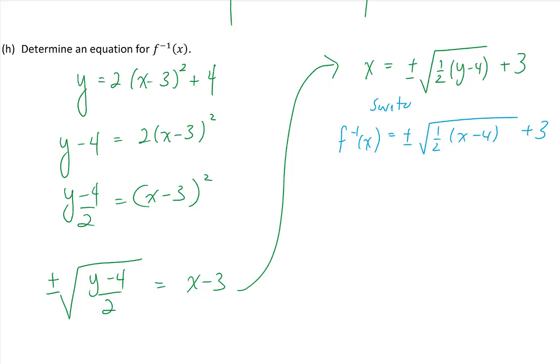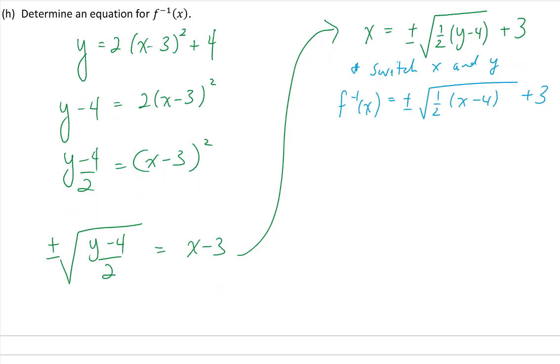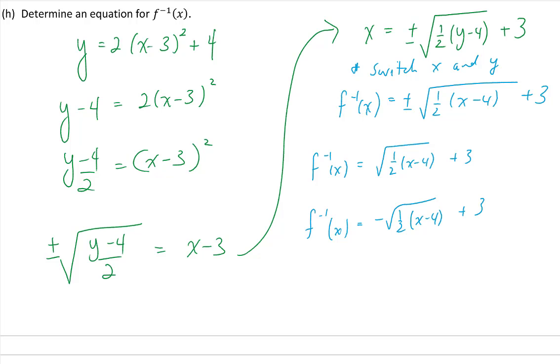We switch x and y because we want to graph them on the same grid. Notice there are two functions here again, like I said. There's a plus and a minus square root function. So the first function, f inverse of x, could be the positive version with a k value, a p value, and a q value. And we have the negative version, negative the square root of 1/2 (x minus 4) plus 3.